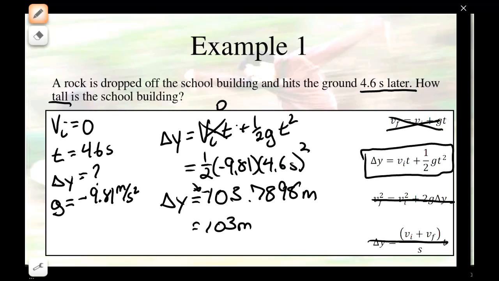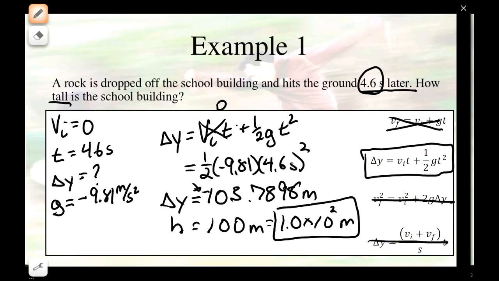If I look, I only have 2 in this 4.6. So I need to take this 103.7898 and turn it into 2 significant digits. So the height of my building, h, is going to be 100 meters. But in order to show 2 significant digits, it's going to equal 1.0 times 10 squared meters. Okay, so now I have 2 significant digits, and I can tell that the building's height is 100 meters.